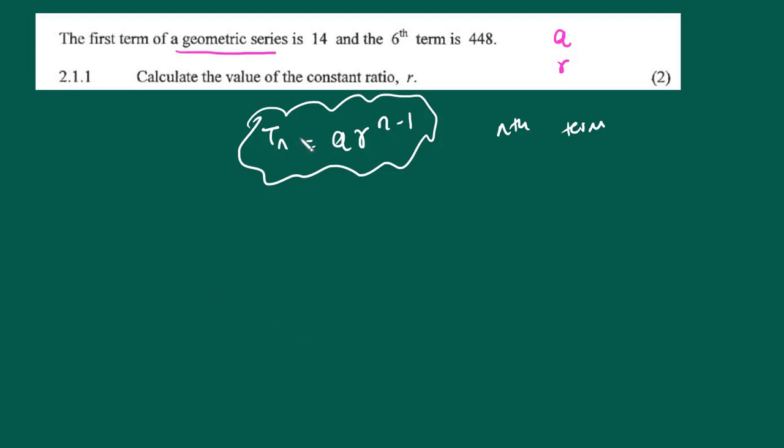Now we're given that the first term is 14, which means you're already given that your A is equal to 14. Because of that, you can substitute it inside here and say your Tn equals 14 R to the n minus 1. That is the first term. And then you are also given that the sixth term is 448.